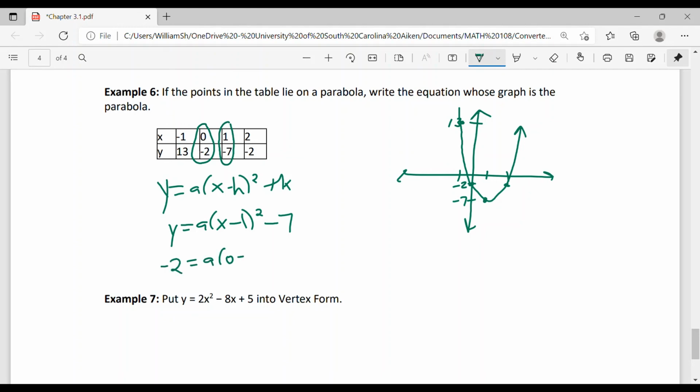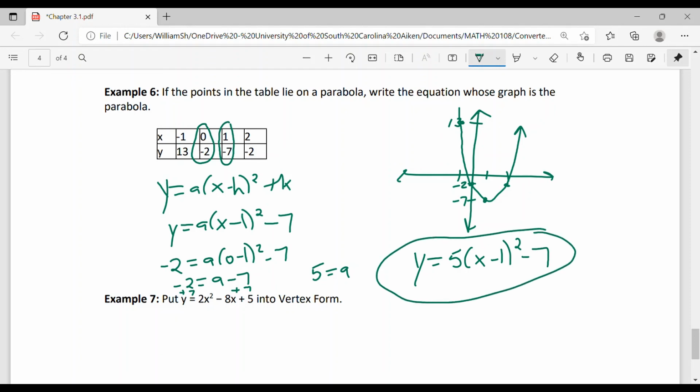A times 0 minus 1 squared minus 7. So 0 minus 1 is negative 1. Negative 1 squared is positive 1. That leaves me with an a there, minus 7, and a negative 2 here. I can add 7 to both sides. Negative 2 plus 7 is 5. So my a here is simply 5. So y equals 5 times x minus 1 squared minus 7. And now I have created the vertex form of this parabola.